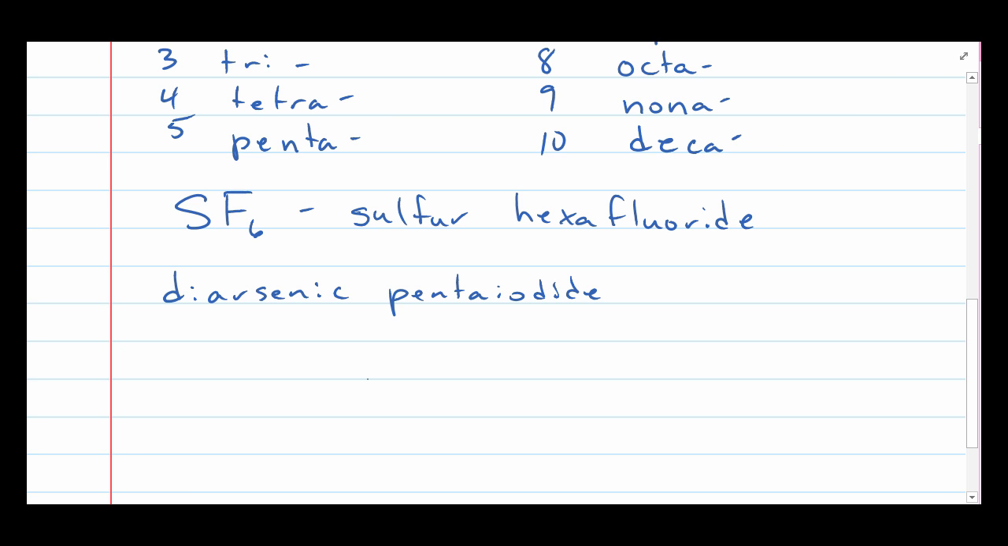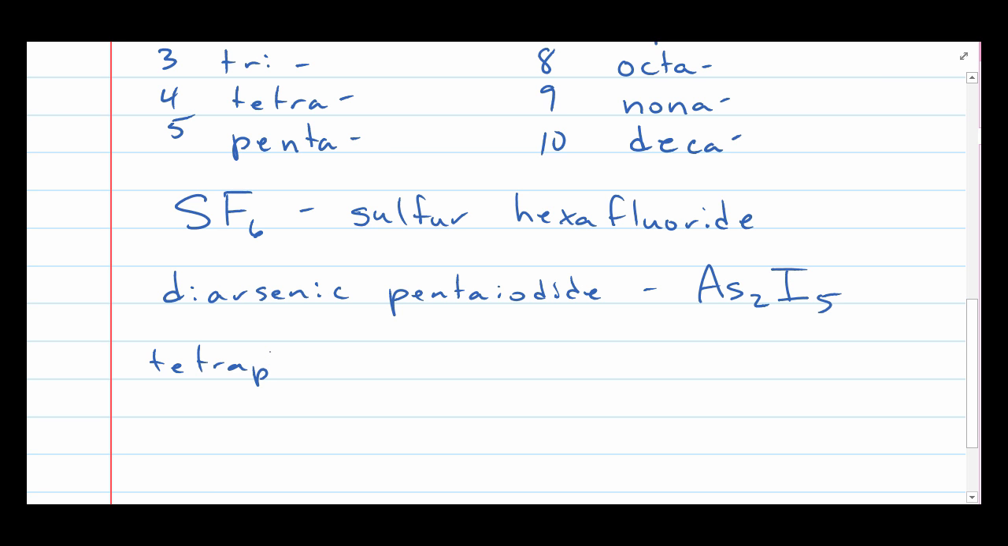Because these are all nonmetals bonded to nonmetals, there's no charges involved. We simply look at the prefixes, and the prefixes tell us how many atoms there are of each element. So arsenic is As, and how many would we have? 2. Then pentaiodide would mean I5.